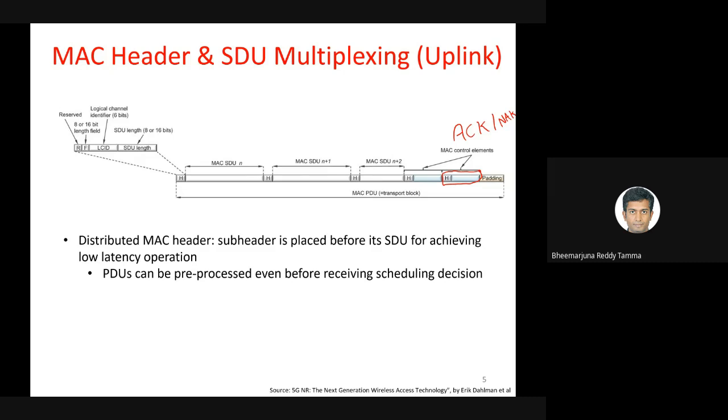Where you see the subheader, we have the logical channel identifier, where we can have 6 bits to distinguish between different logical channels that belong to users.